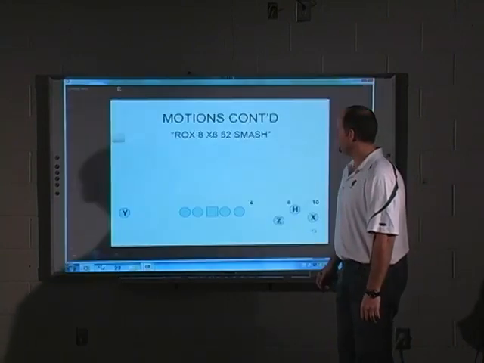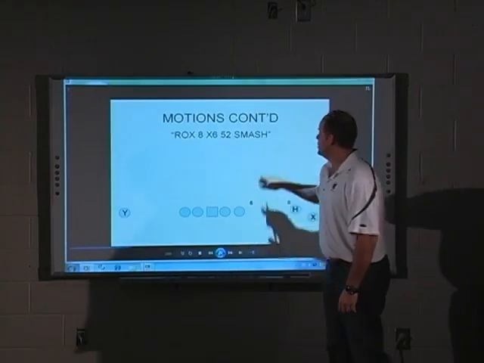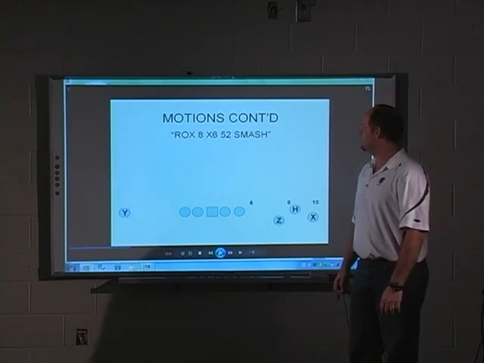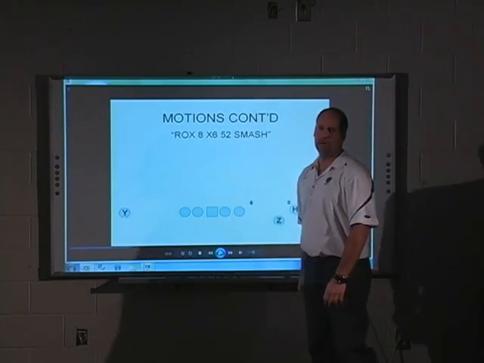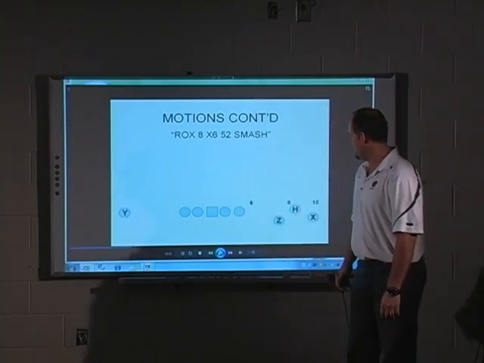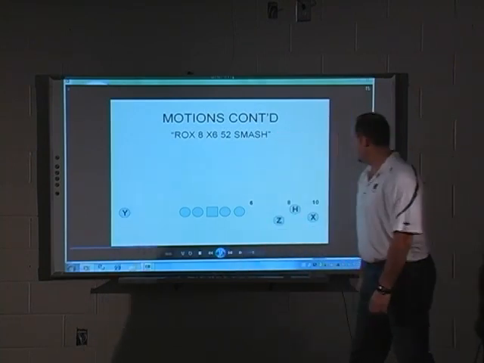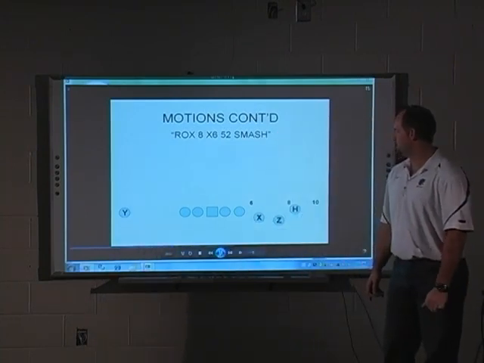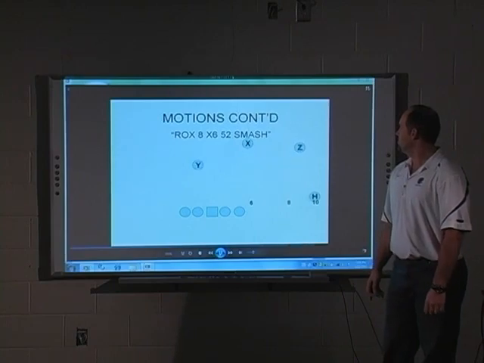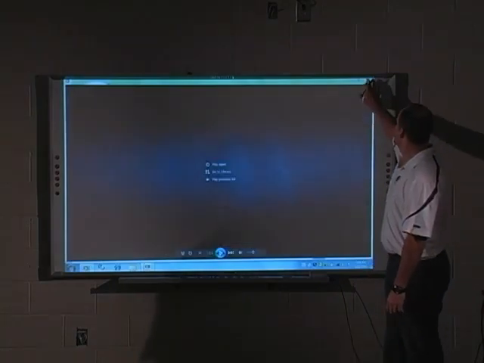Okay? Again, here's the call. Rocks 8 is the formation. X6 is the motion. 52 smash for us is the call. You're going to see our X go in motion to the 6, and we're going to run a 52 smash off of that. Pretty simple.